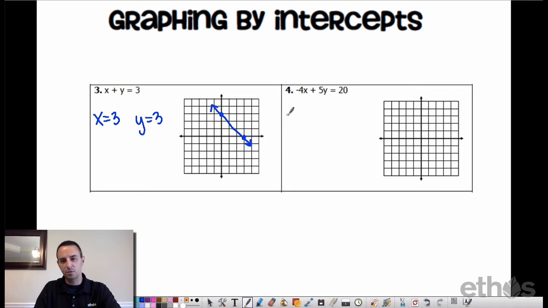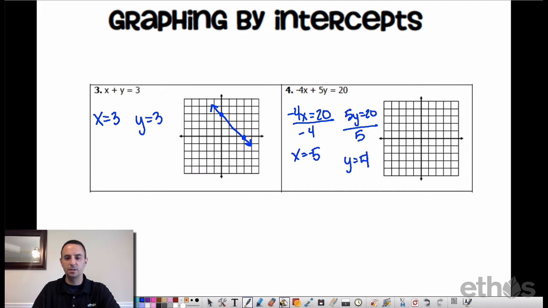Now this time I've got some coefficients, so -4x is equal to 20, and 5y is equal to 20. Divide by -4, x is equal to -5. Divide by 5, y is equal to 4. That doesn't look like a 4. Let me fix that real fast. There we go, get my eraser to work. So x is -5, y is +4. There's my graph.